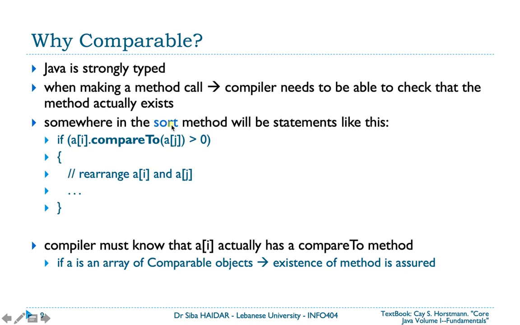So somewhere in the sort method, there will be a statement like if a of i compared to a of j in order to know whether it will swap them or not. Regardless of, for example, the algorithm used in order to sort. You know that there are many algorithms: merge sort, quick sort, bubble sort, etc. But somewhere in the algorithm there must be a comparison of two elements of the array. So the compareTo method must be called, and the compiler needs to know whether these objects have a compareTo method. So this is why they declare that we implement Comparable, and yes, we have the compareTo method.